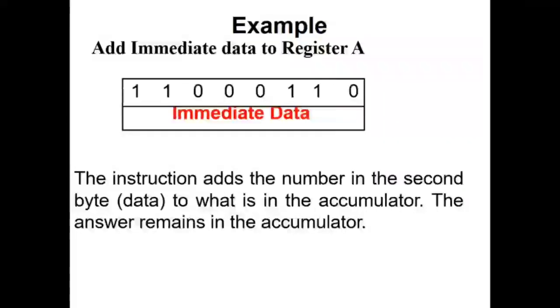Okay, that is very correct. 7A, C6, 05, 5F. Very good.